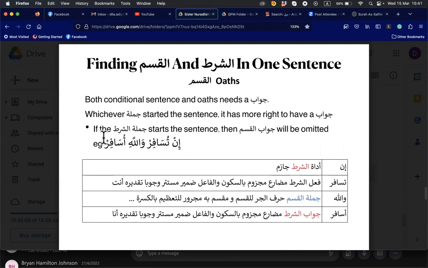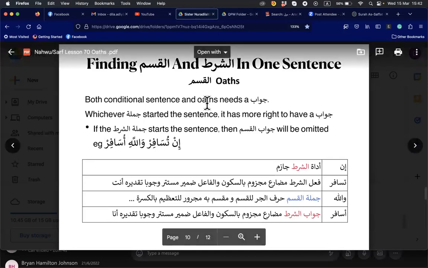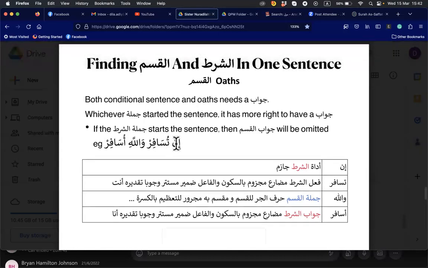So very easy for qasam and shart when they come together. What comes first gets a jawab. What comes second, like wallahi here, we don't really call this the jawabul qasam. This is still the jawabul shart. So whatever comes second will not have la. The jawabul qasam is not there, it's mahzuf.